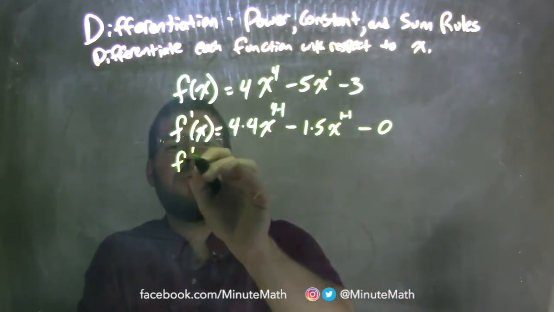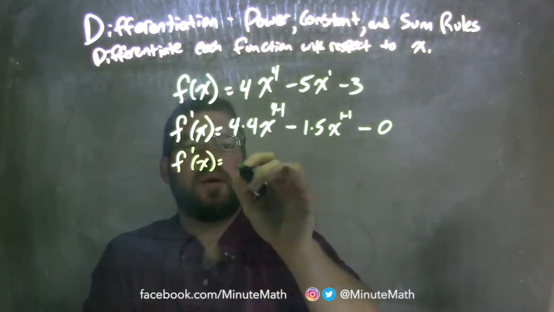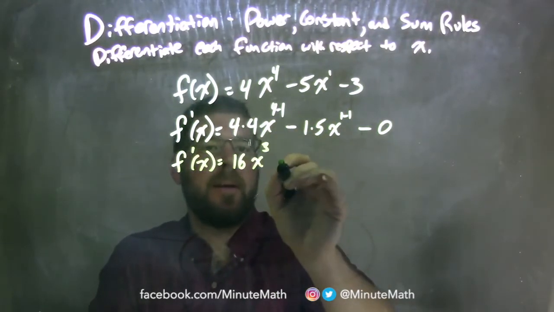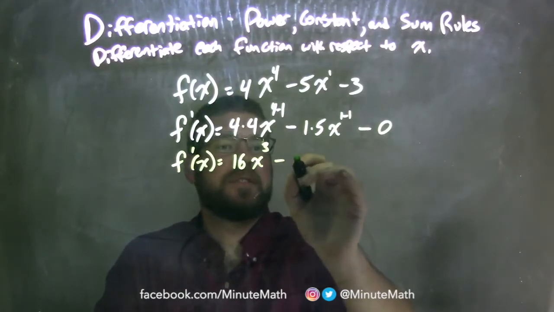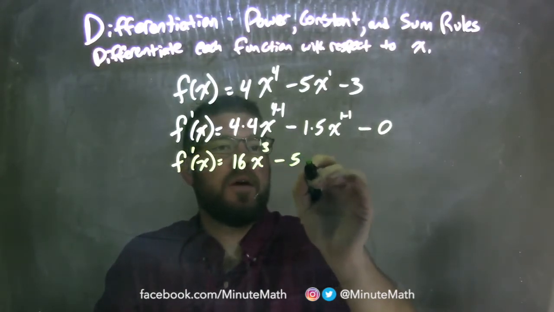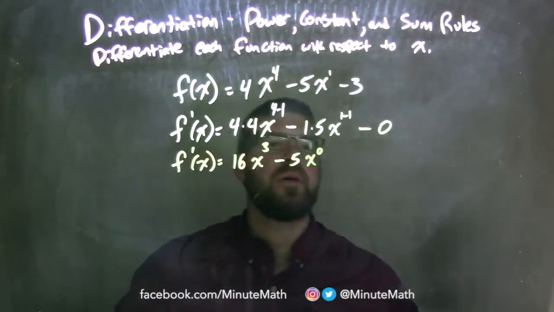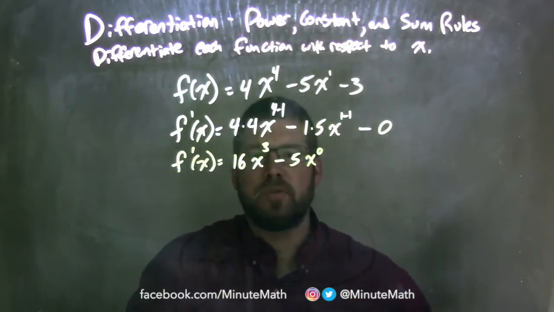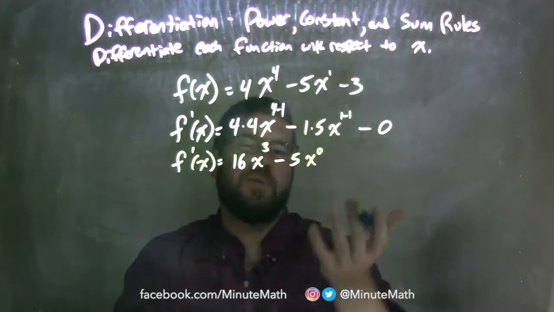So we have f prime of x is equal to 4 times 4, which is 16, x to the 4 minus 1, which is 3, third power. Minus 1 times 5, which is 5, and then x to the 0 power. Subtracting 0 doesn't do anything. Well, x to the 0 power is just 1, right? And so 5 times 1 is 5.